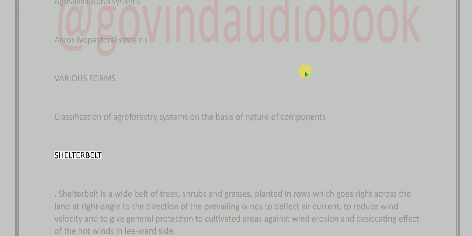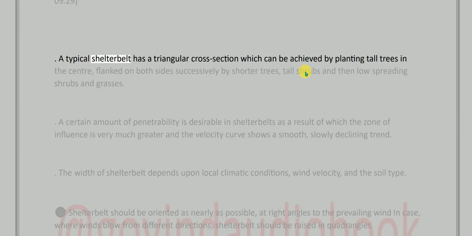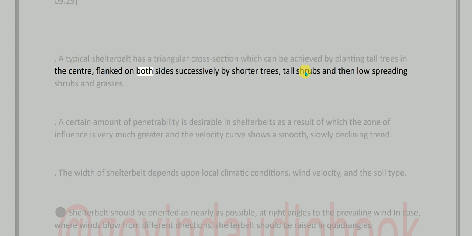Shelter belt. A shelter belt is a wide belt of trees, shrubs and grasses, planted in rows which goes right across the land at right angles to the direction of the prevailing winds to deflect air currents, to reduce wind velocity and to give general protection to cultivated areas against wind erosion and the desiccating effect of the hot winds on the leeward side. A typical shelter belt has a triangular cross-section which can be achieved by planting tall trees in the center, flanked on both sides successively by shorter trees, tall shrubs and then low-spreading shrubs and grasses.